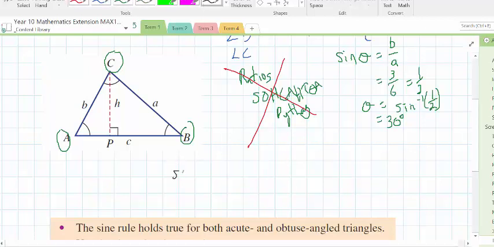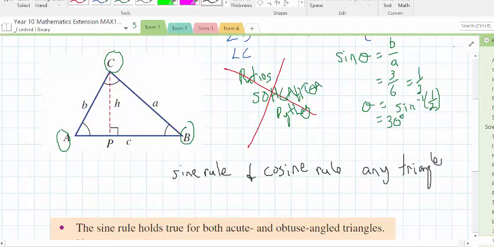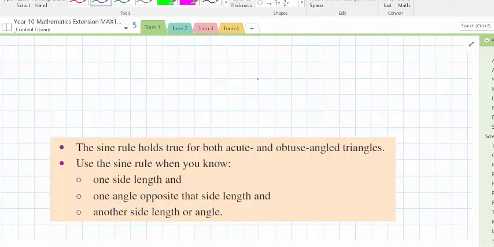And the sine rule, and notice how it's not the sine ratio, it's the sine rule, and later on the cosine rule, which gives you extra ammunition, if you like, to deal with non-right angle triangles. So they're more complicated formulas, but they can deal with any triangle. It doesn't have to be right angled. Some important notes. So the sine rule holds for both acute and obtuse angled triangles.